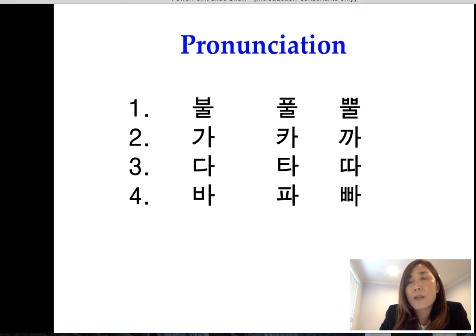Please listen to the following sounds as I produce them. Number one, 불, 풀, 뿔. Number two, 가, 카, 까. Number three, 다, 타, 따. Number four, 바, 파, 빠.